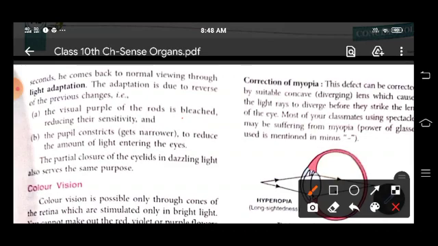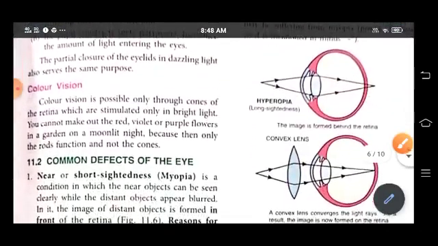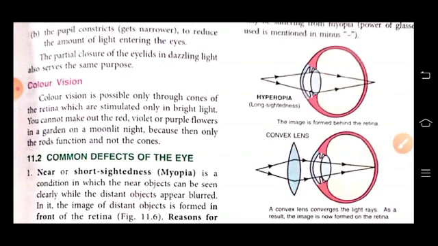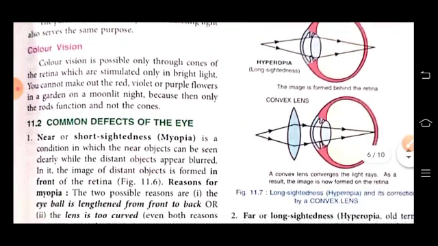Now, color vision is also possible only when portions of the retina are stimulated in bright light. We cannot make out the red, violet, or purple flowers in a garden on a moonlit night because then only the rods function and the cones do not function.